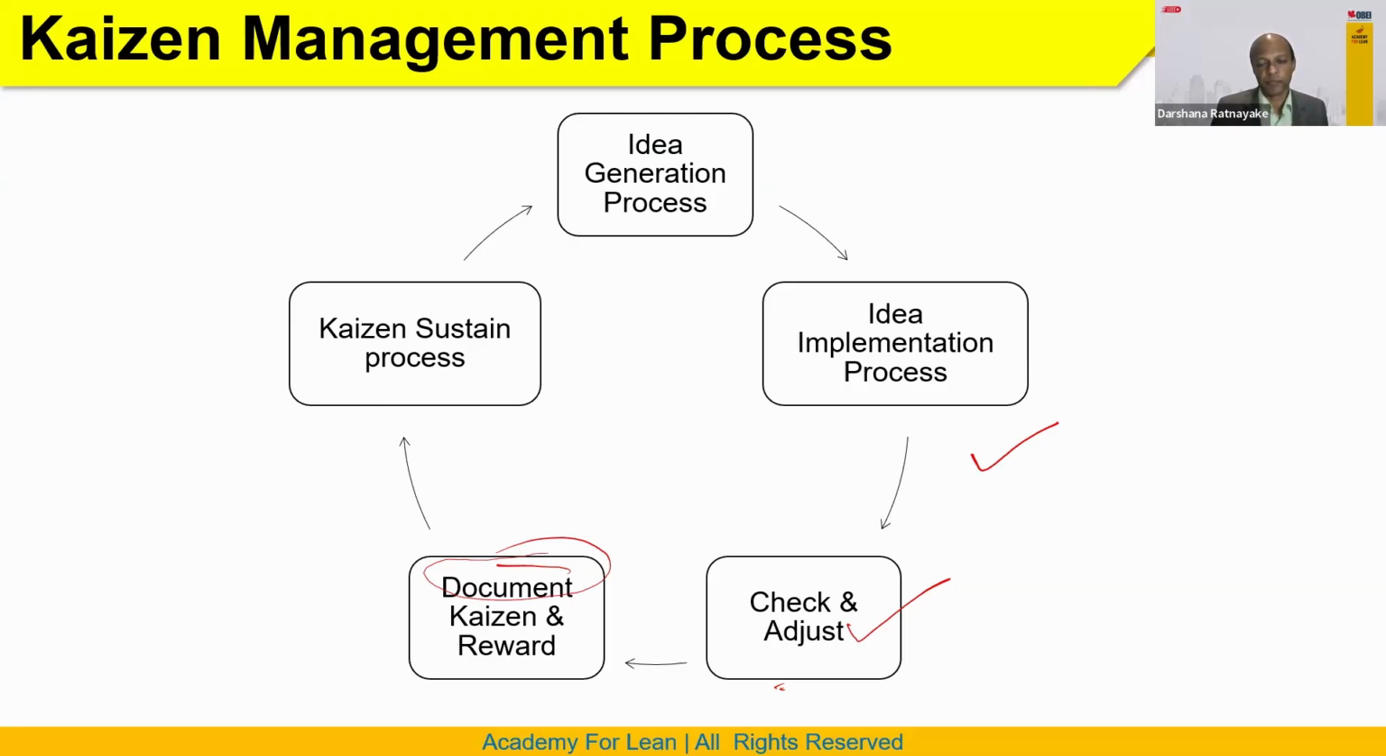Then what we do is, now we have implemented a new system, and we don't stop there. We need to have a process to check whether these new processes are sustaining or not. A lot of the time we implement new things, but after 2-3 weeks, our team is doing the previous ways. So therefore, we need to sustain the new implementation. Then a new idea comes, then implement again. Check, document, sustain. So this is the Kaizen cycle. Simple as that.